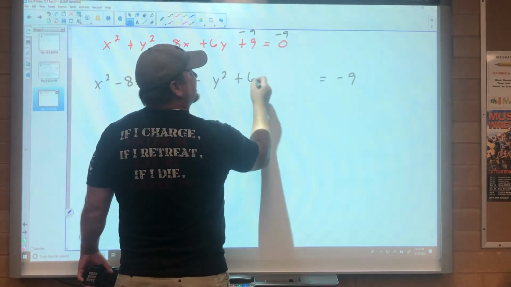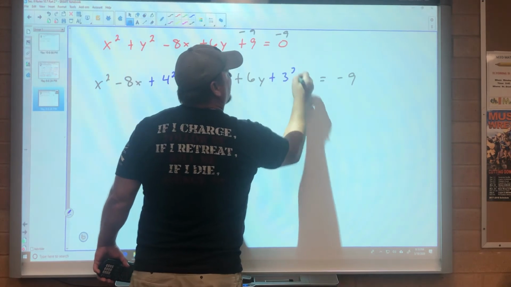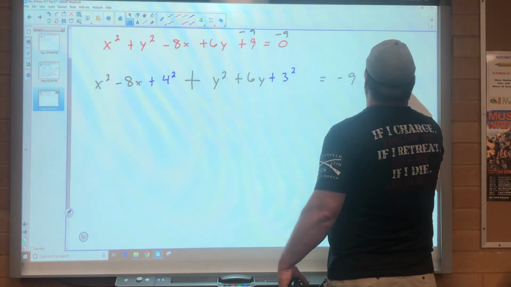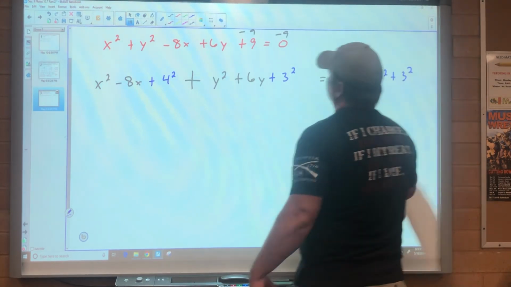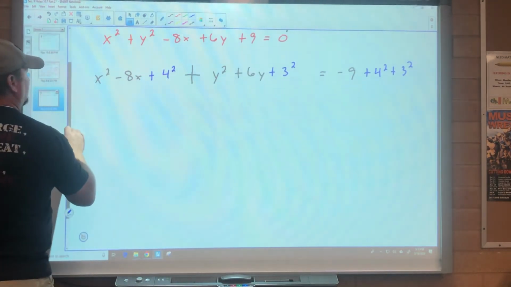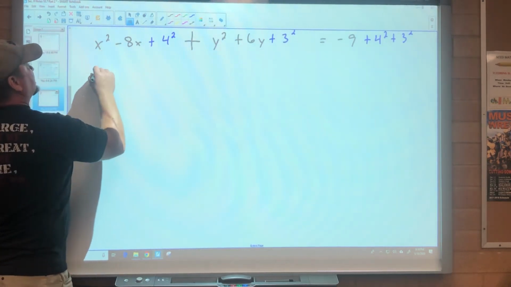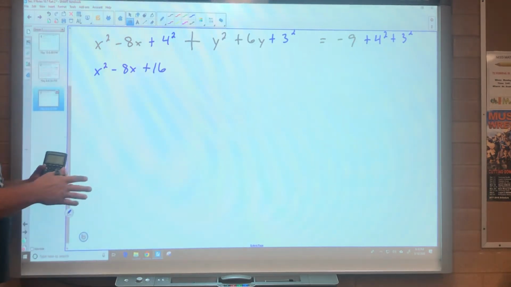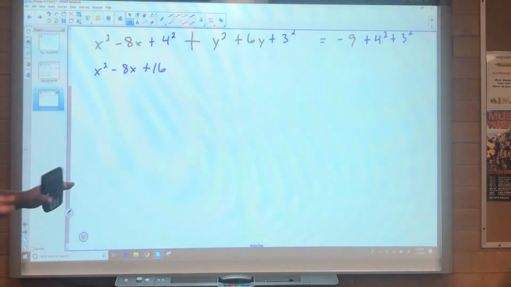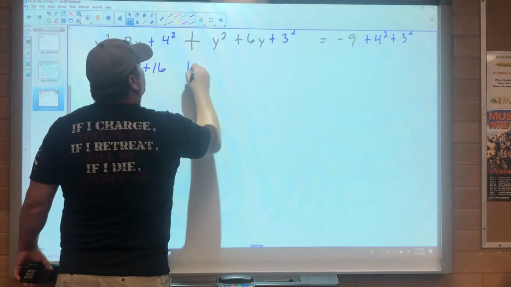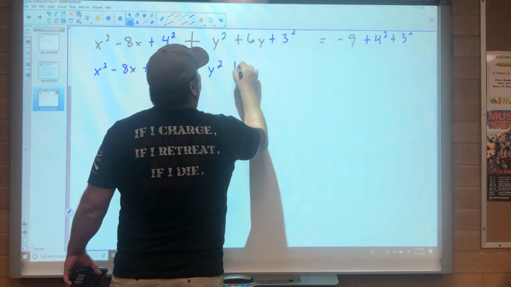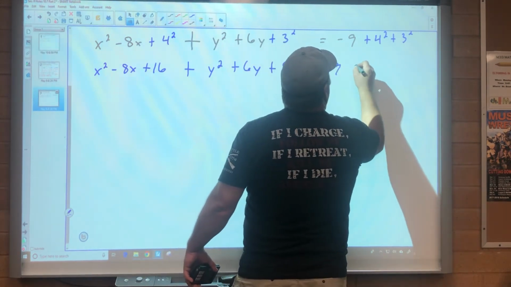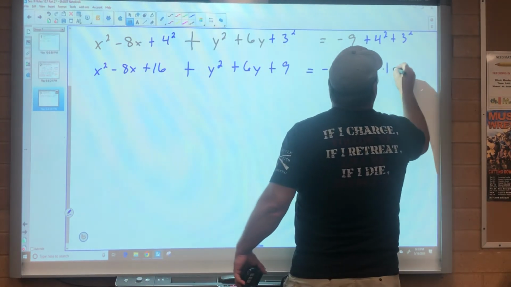Half of 6 is 3 squared. So over here, I'm going to do the same thing. I'm going to go plus 4 squared plus 3 squared. Now we're going to simplify this. That's x squared minus 8x plus 16. That's just unique because it's the same as last time. It's not the way it always will be. Big plus sign, y squared plus 6y plus 9 equals -9 plus 16 plus 9.